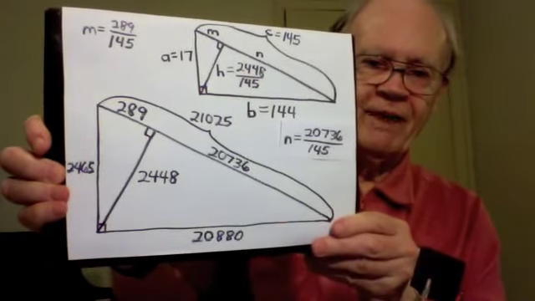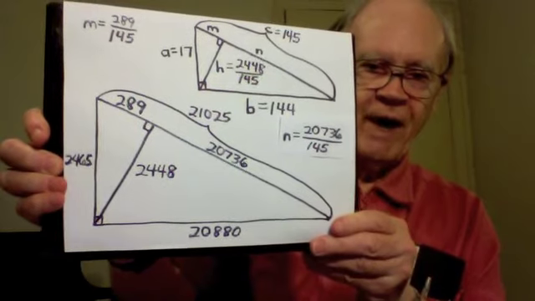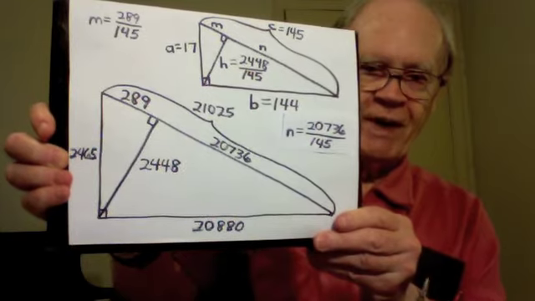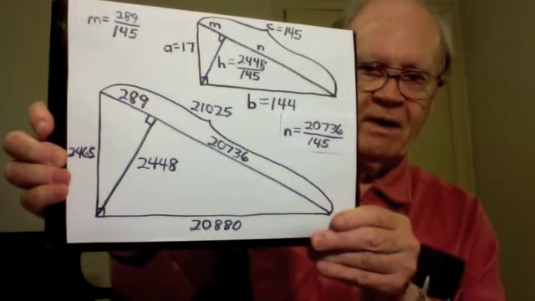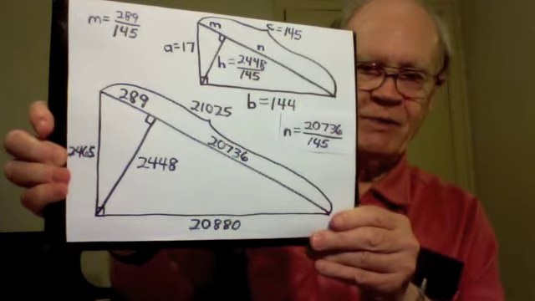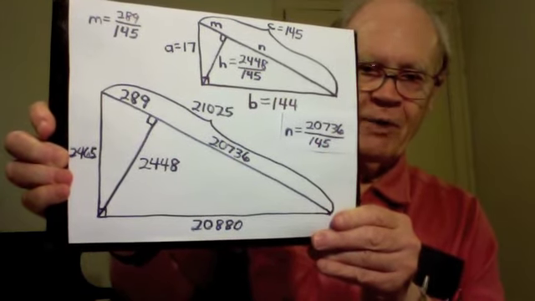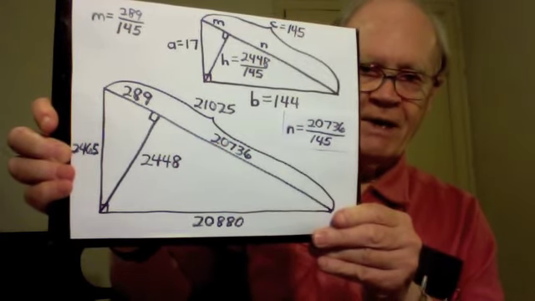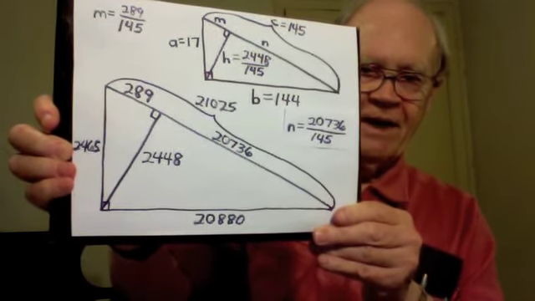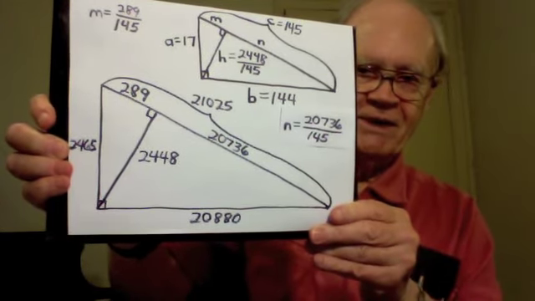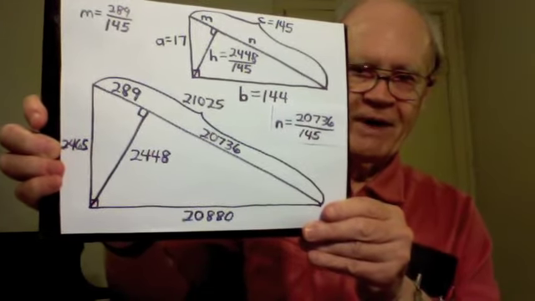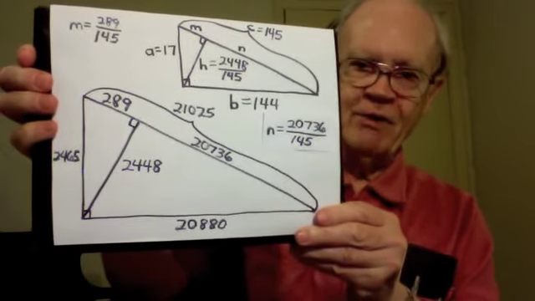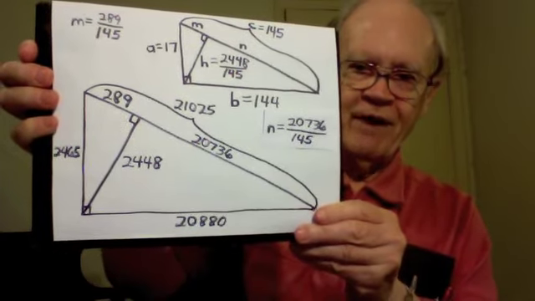And when we do that, we get these lengths. Our new A is 2,465. Our new B is 20,880. Our new C is 21,025. Our new H is 2,448. Our new M is 289. And our new N is 20,736. Again, those were gotten by multiplying all the lengths in the smaller triangle by 145.